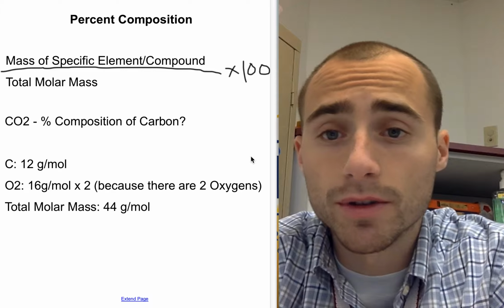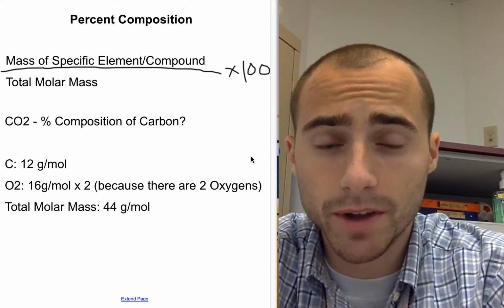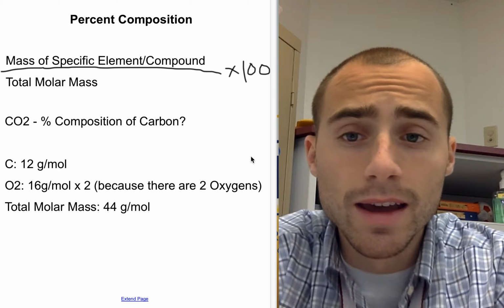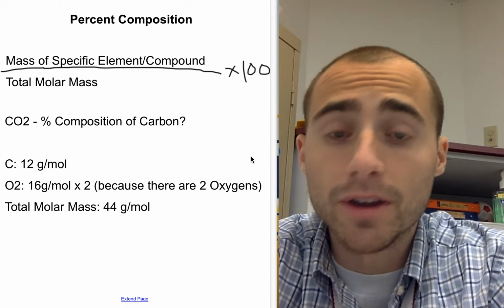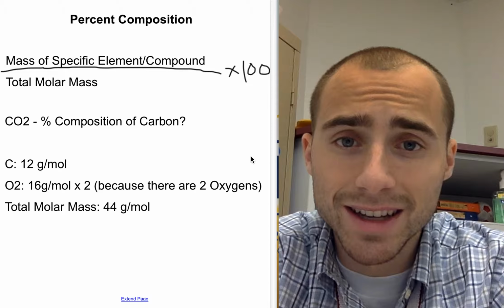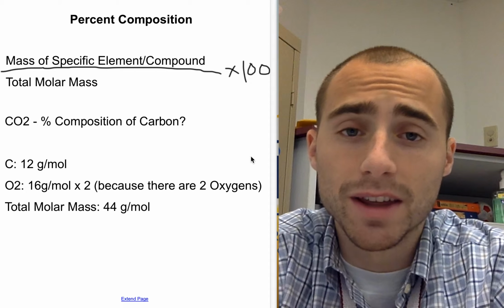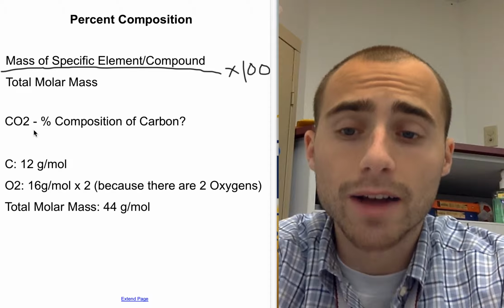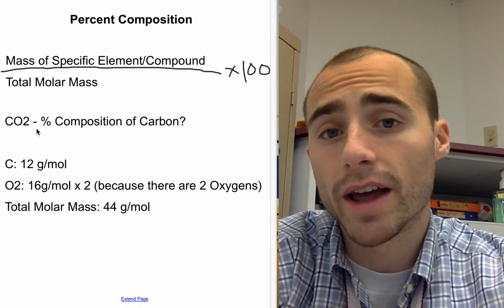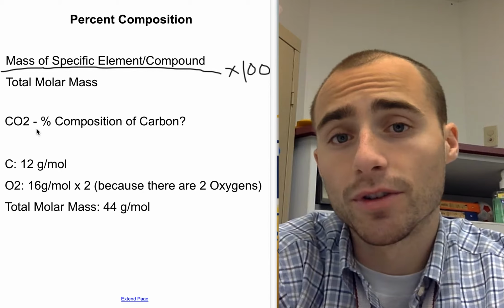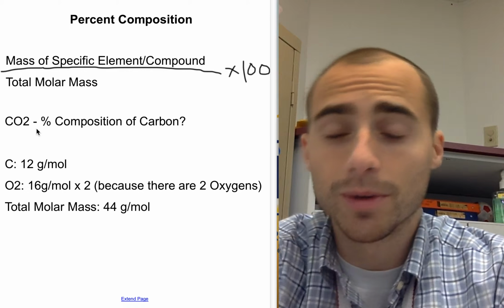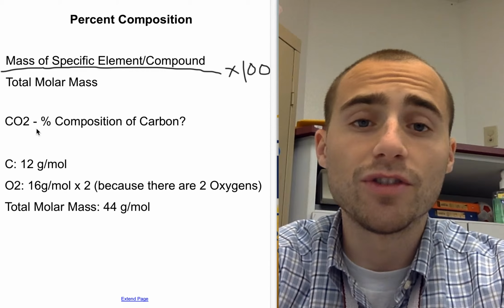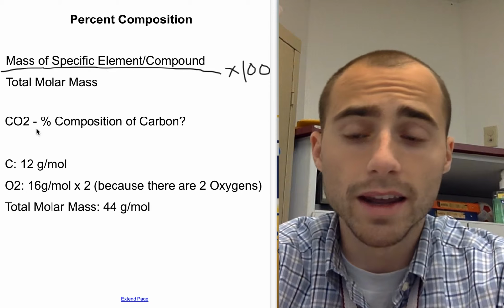Hey everybody, today we are starting percent composition. Percent composition is a method for figuring out what percent an element makes up of a given compound. For example, in carbon dioxide, this allows us to figure out how much of carbon dioxide is carbon and how much of carbon dioxide is oxygen. So we can break down how much each element contributes to any compound.